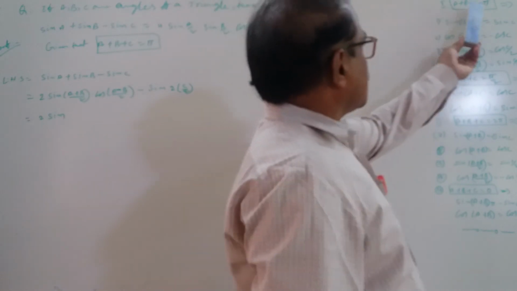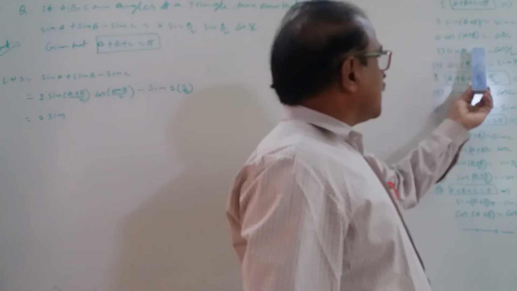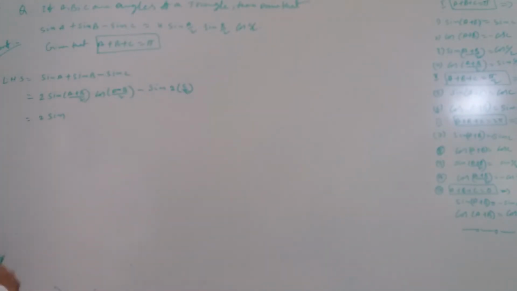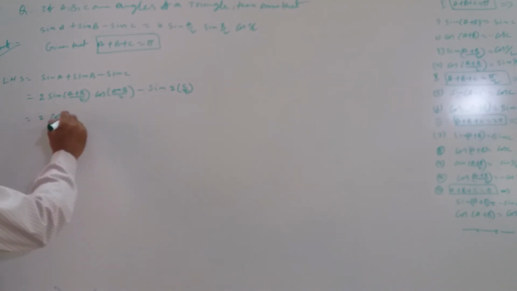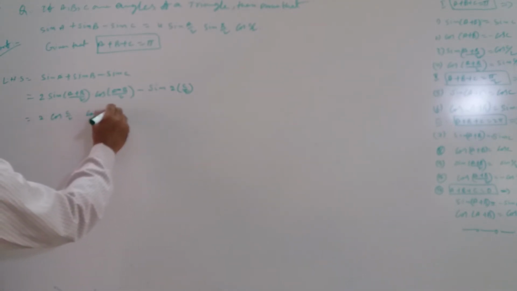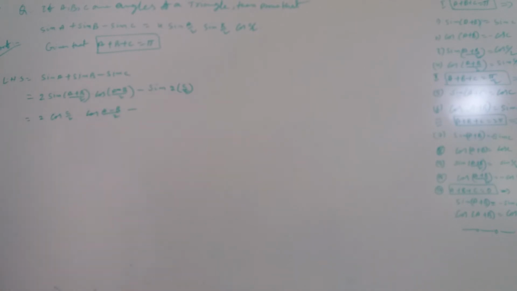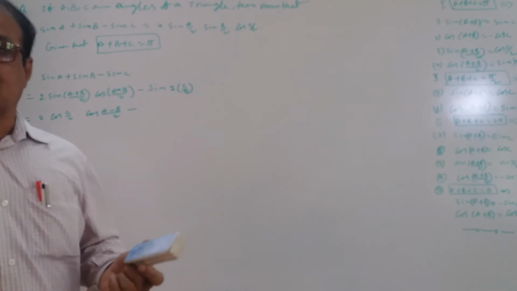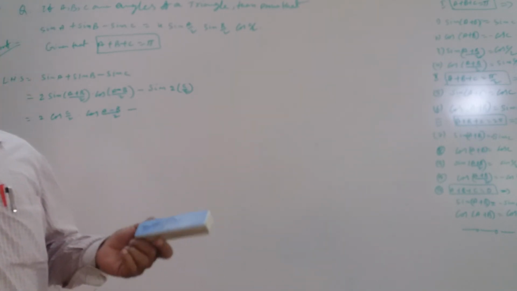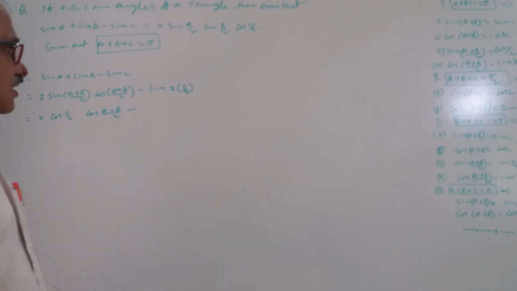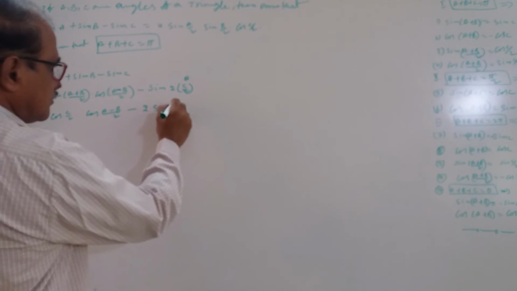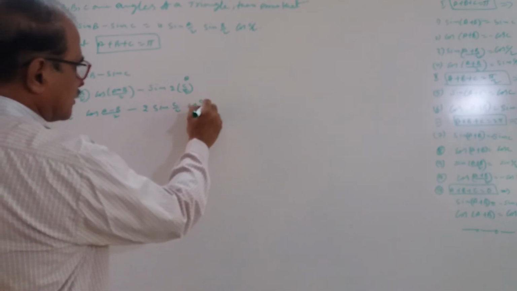Now 2 sin (A plus B) by 2. If A plus B plus C is equal to pi, sin (A plus B) by 2 is equal to cos C by 2. Instead of (A plus B) by 2, we can write cos C by 2, into cos (A minus B) by 2, minus, if we expand sin 2 into C by 2 using the formula sin 2 theta equals 2 sin theta cos theta, taking this as theta, it is equal to 2 sin C by 2 into cos C by 2.